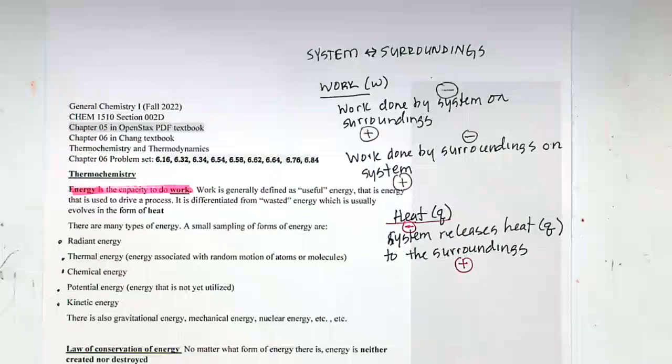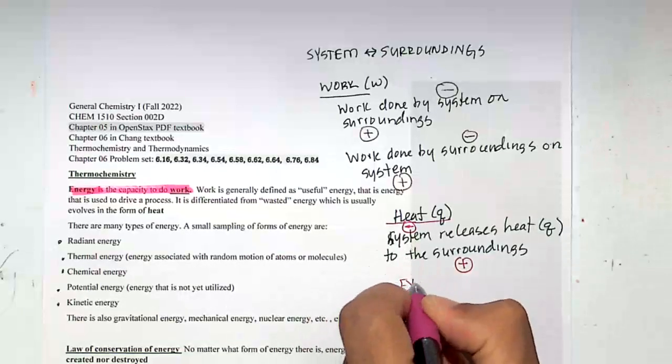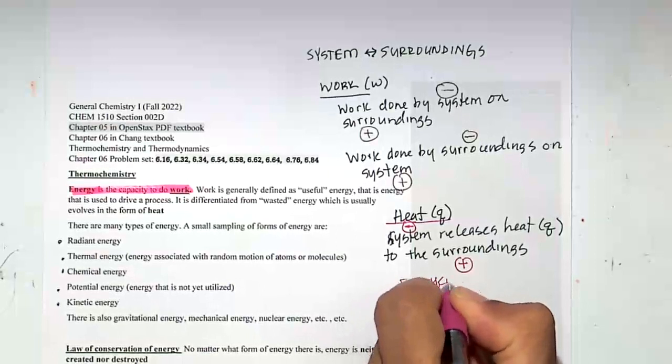So what type of reaction is this where the system releases heat upon a chemical reaction? It releases heat to the outside. This is called an exothermic reaction.